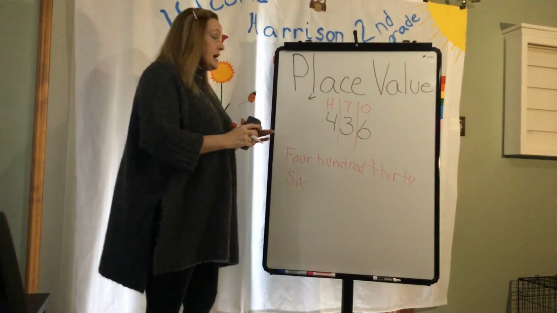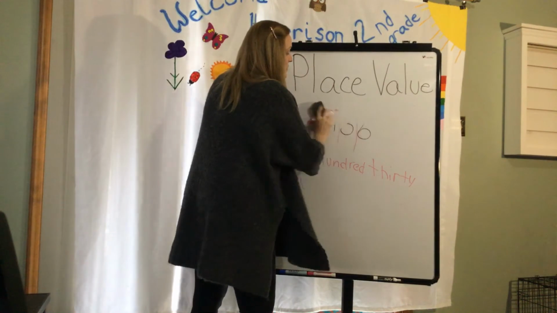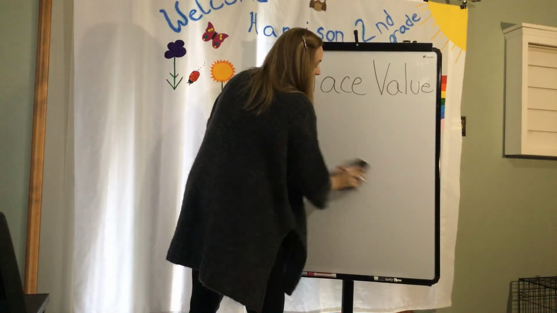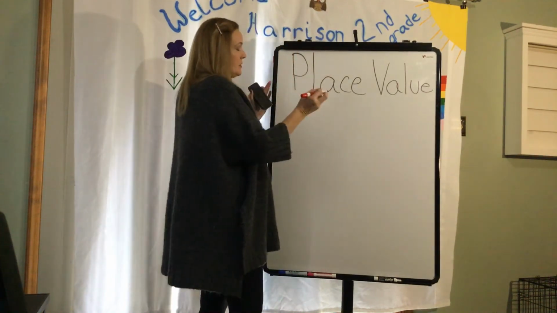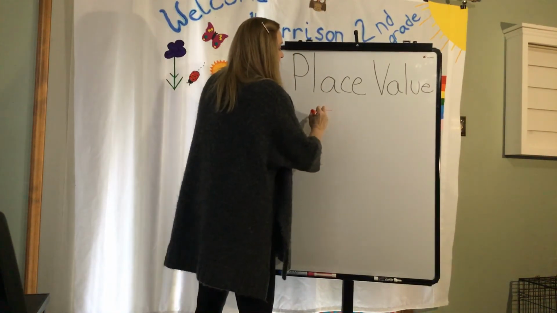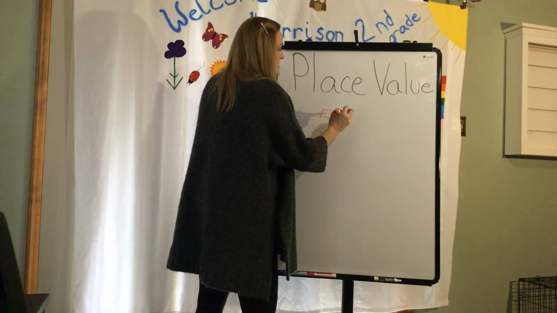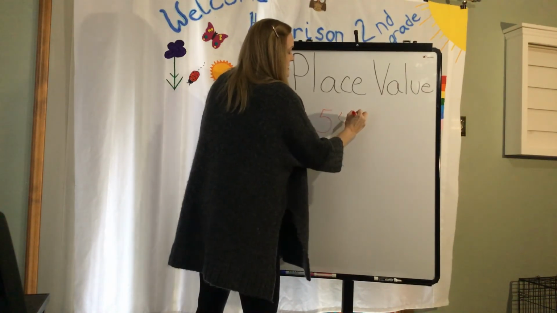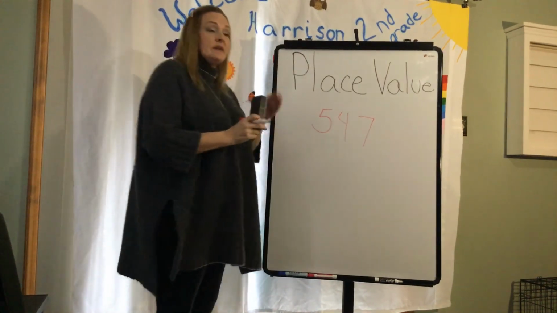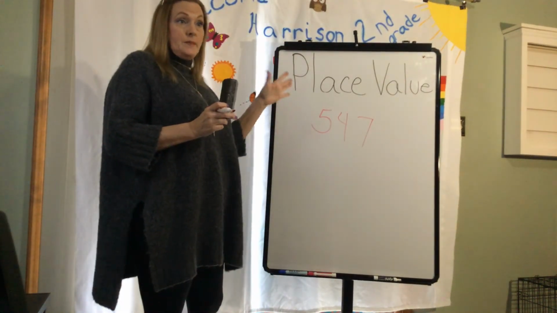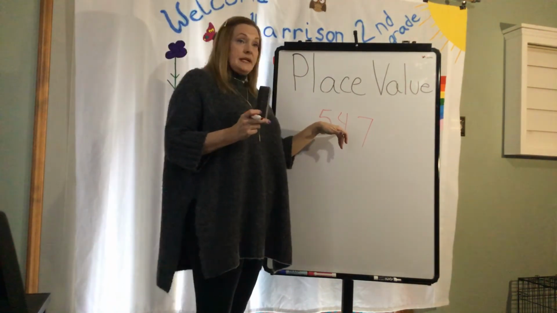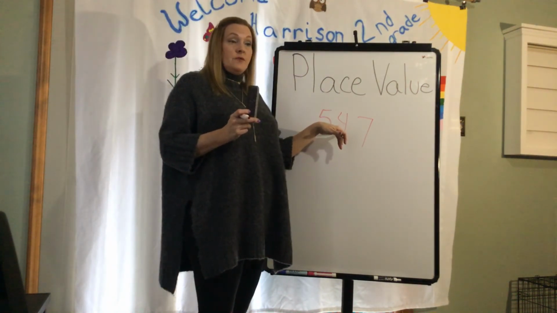436. Okay, so guys, that was your review lesson on place value. Now, I want to give you a number. My number is going to be 547. I want you to write that down on a piece of paper. You could go back and play this again and fast forward it to get to this part. Write it down on a piece of paper, 547.